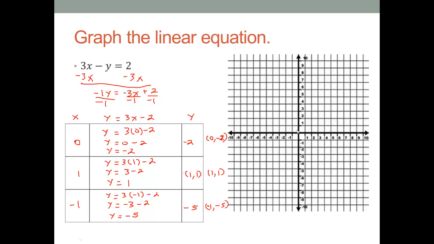Alright, let's plot those 3 points. 0, negative 2. Again, we don't go left or right from the origin. We go down 2 places. 0, negative 2. Okay, back at the origin, positive 1, positive 1. To the right 1, up 1. Okay, back at the origin, and let's plot negative 1, negative 5. Left 1, down 5. Right there, and you can see those points line up. And then the last step to this is to simply play connect the dots.